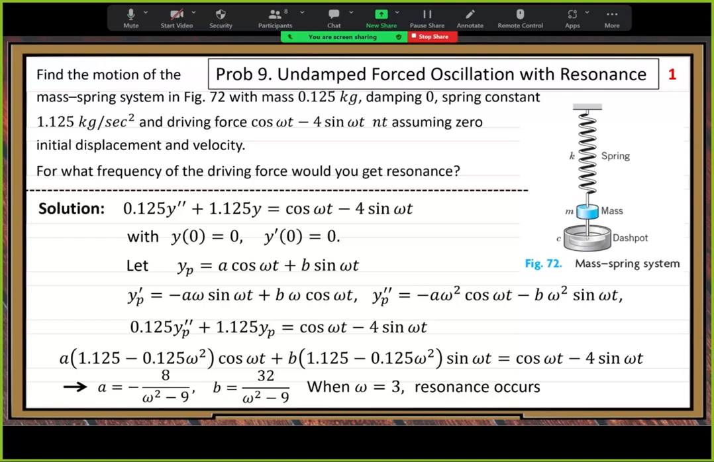Or let me say it this way: when omega is very close to 3, not exactly 3, very close to 3. How about that? What would you get? Yeah, a very big number. Look at here. A very big number. Y represents the displacement, right? So very big.